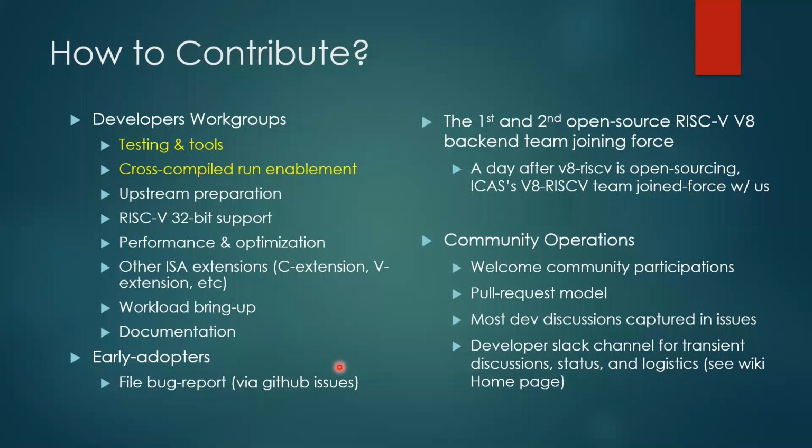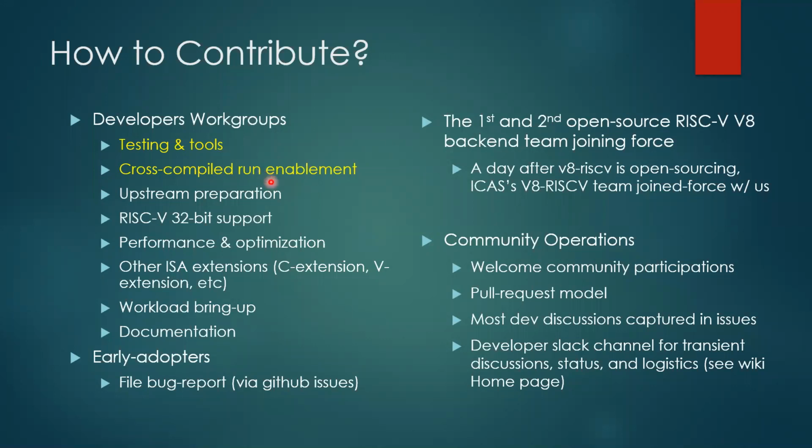Right now we have defined several work groups, or work areas. The ones highlighted in yellow are the ones where we need immediate help. First, testing and tools. As I mentioned, debugging is the most challenging part. We really want to stress test and expose bugs early, in simpler test cases. And tools are very, very important.